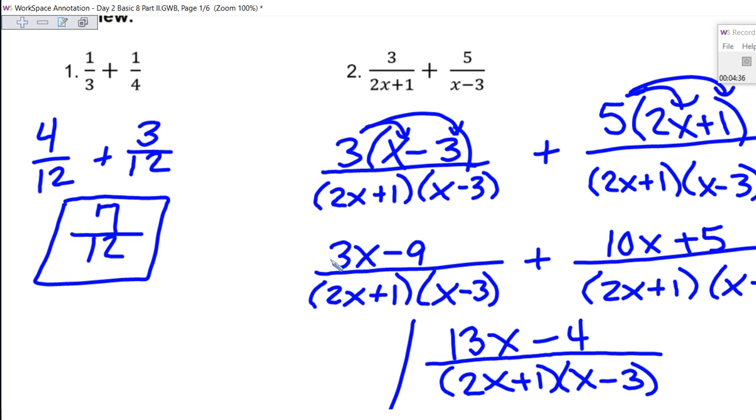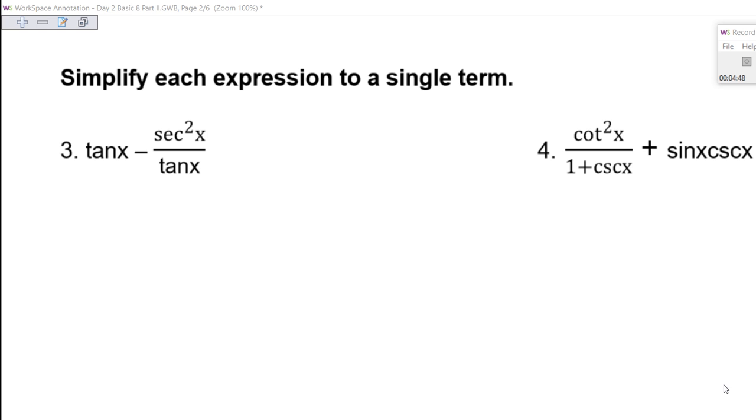Now we're going to put that together with the trig identities we talked about yesterday. So look at problem number 3. The instructions say simplify each expression to a single term. And yesterday we emphasized that single term means 1. So you should only have one term in your answer.